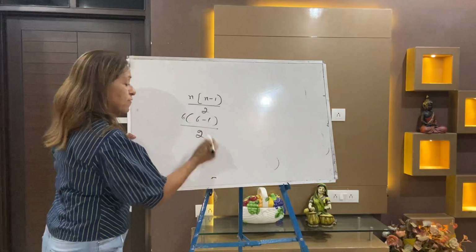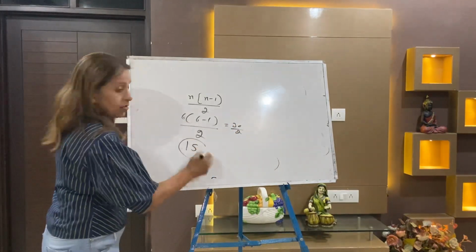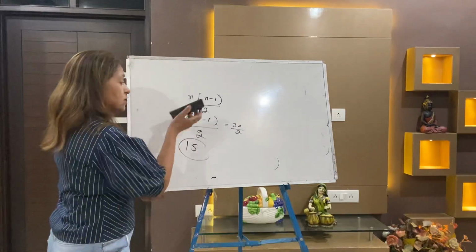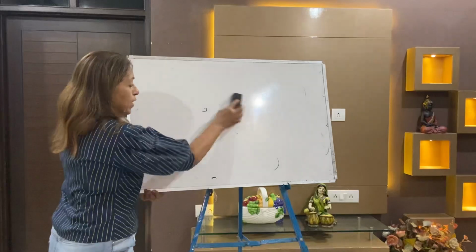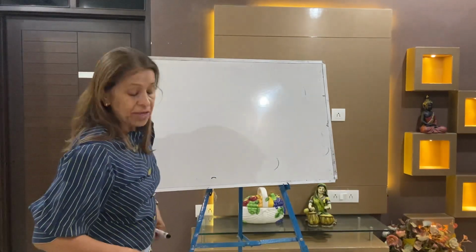6 minus 1, 5 into 6, 30. 30 by 2 is 15 spectral lines emitted. The answer is 15, the formula is applied here. Just simple formula, n into n minus 1 by 2. Now I'm taking your question number 16 of the NCERT.